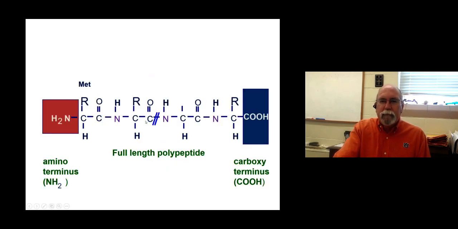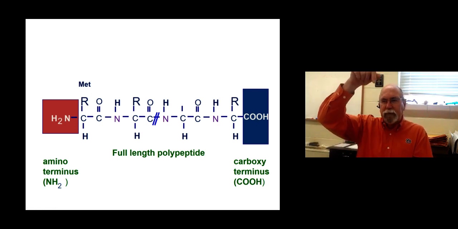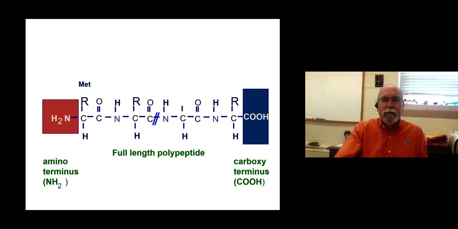We have a full length code here. Okay, so we're going to have our amino N terminus. You always have an amino terminus, and you always have a carboxyl terminus. We always talk about the N and the C terminals, and those are really important because proteins, when they move through membranes and things, will have the C terminus out or the N terminus out.